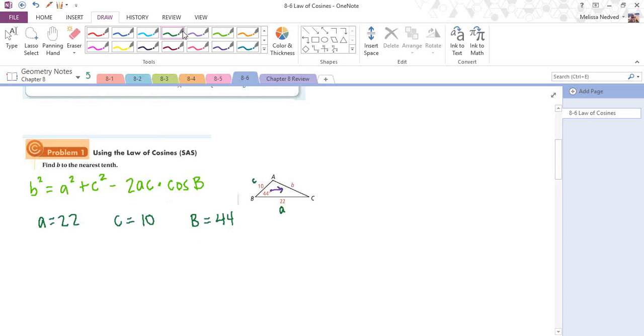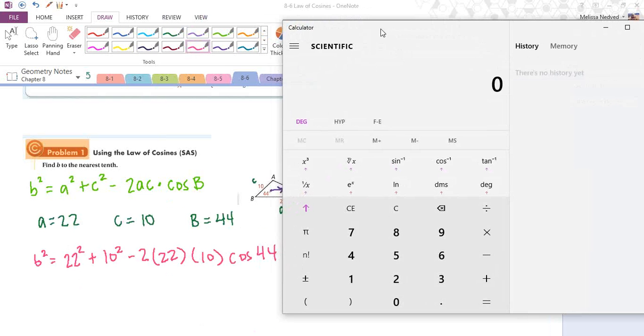Now, the next step is really just a plug and chug process. I don't know lowercase b, that's what I'm looking for. So lowercase b squared equals a is 22 squared plus c is 10 squared, minus 2 times a is 22, c is 10, times cosine of capital B is 44. Now notice, that's just one big long string of numbers being added, subtracted, multiplied, trig. All of that's going on, but there's nothing you have to really do a lot of solving for here. So I'm going to go ahead and put all of this in my calculator, and I'm going to show you how I do it. But be aware that you may be better off not putting it in all at once and doing it step by step.